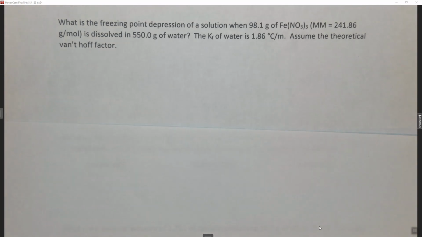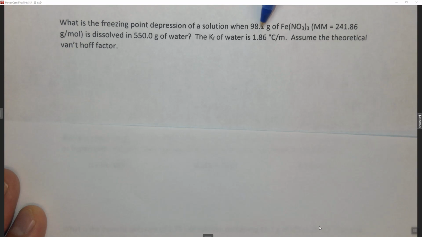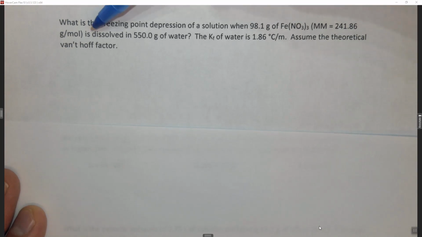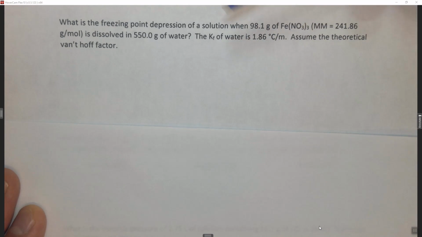So before taking a look at this one, it's a good idea to take a look at the previous questions on Van't Hoff factor and molality, because we're going to use both of those to solve this one. It says, what is the freezing point depression of a solution when 98.1 grams of iron(III) nitrate, and it gives a molar mass, is dissolved in 550 grams of water, and then it gives us the freezing point depression constant for water, and it asks us to assume the theoretical Van't Hoff factor.